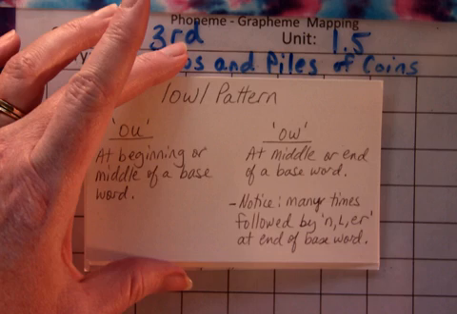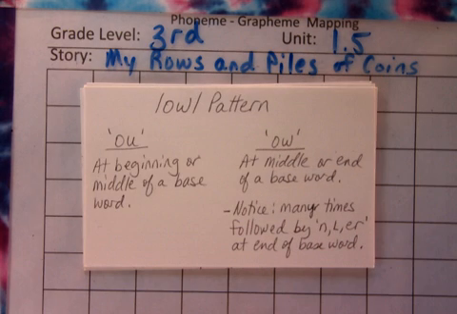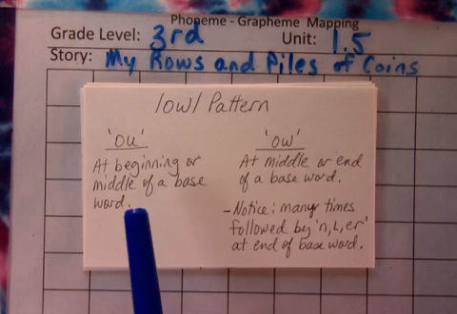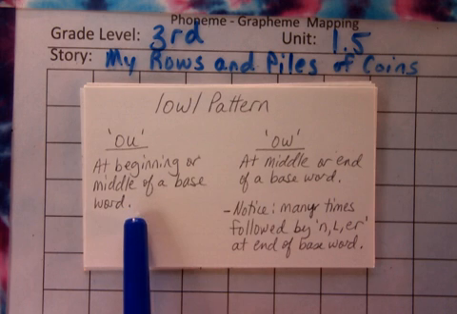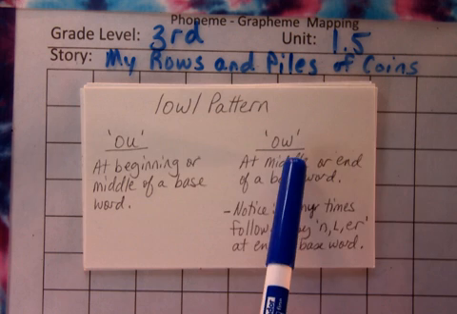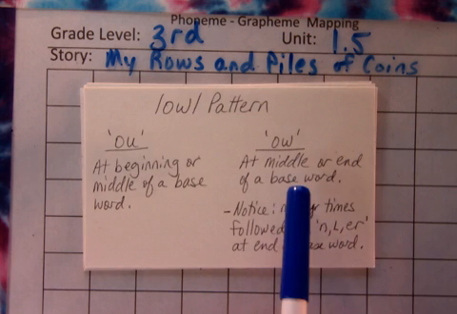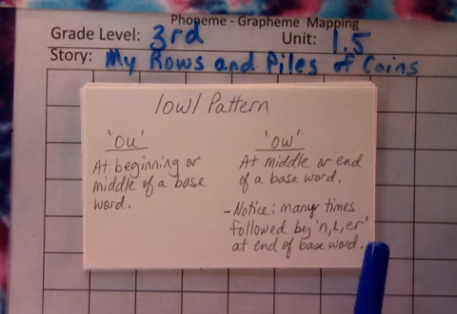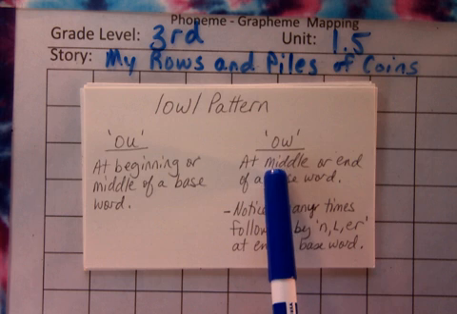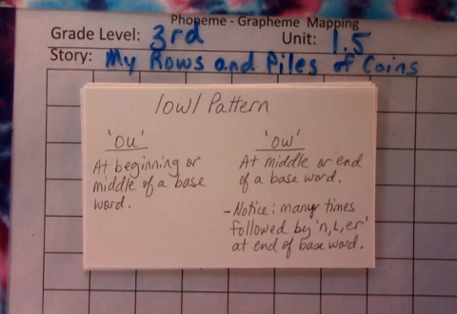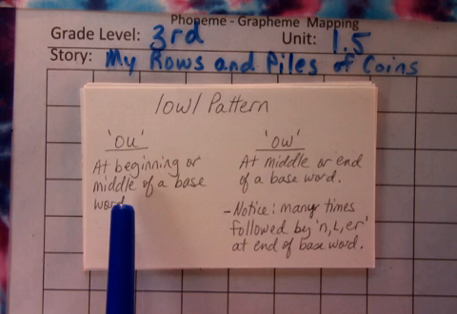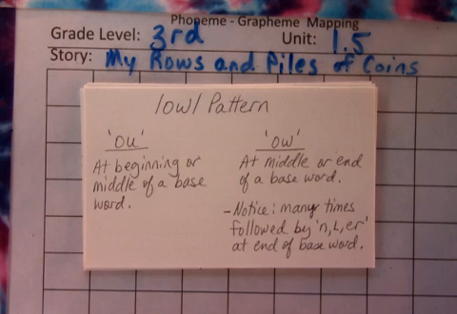The last part of our words are going to have the ow sound. Ow is going to be spelled with O-U at the beginning or the middle of a base word. And ow is going to be spelled with an O-W either in the middle or at the end of a base word. And I want you to notice how many times the ow sound is spelled with an O-W and it's followed by an N, L, or E-R. So that's when we'll have the ow in the middle of the word, if it's followed by N, L, or E-R. Typically. Otherwise, in the middle of a base word, ow is going to be spelled with the O-U.